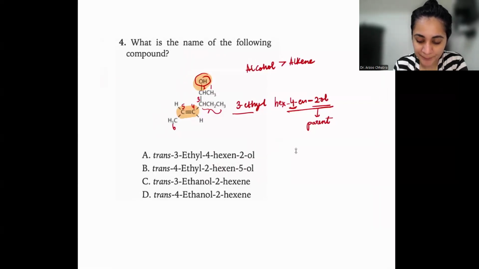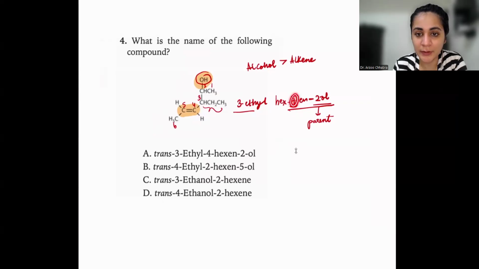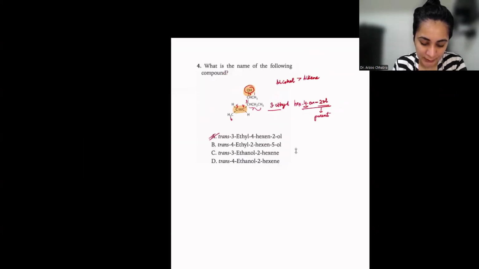And then of course, if you have the 4 over here, you can actually just write it ahead of it. You can just write it in the front, which is totally fine. So you've got trans-3-ethyl-4-hexen-2-ol. So you can write the compound in those 2 different ways, and that's totally fine. So you've got option A as your correct option. Okay. All right.